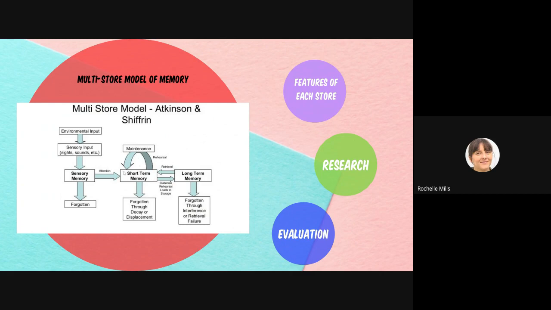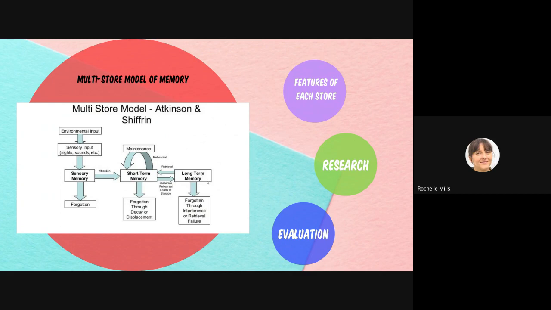If we do not rehearse the information in our short-term memory, then this information is forgotten through decay or displacement. So it will decay in around 18 to 20 seconds, because that is the duration of our short-term memory, or it could be displaced by new information entering our short-term memory. The information from our short-term memory that is rehearsed moves into the long-term memory. The long-term memory has an unlimited capacity, and its duration could be up to a lifetime.